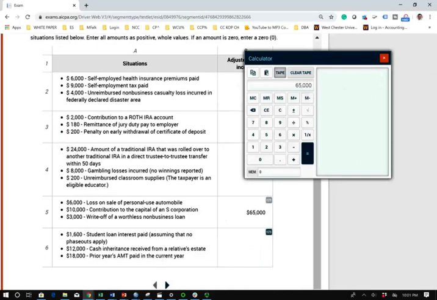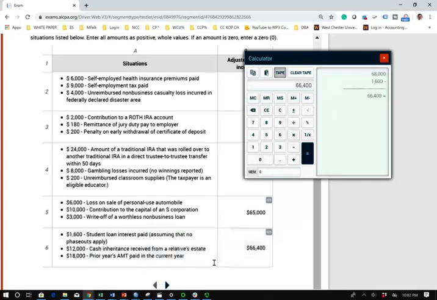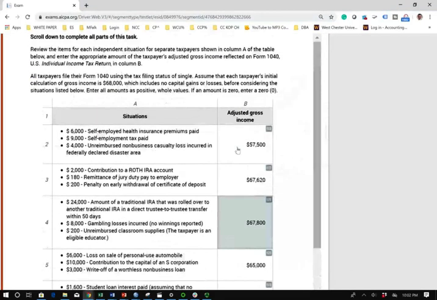Let's look at scenario six. Clear the tape before you start again. So we're starting with 68,000. 1,600 student loan interest paid, assuming no phase-out applies. If no phase-out applies, we can deduct up to 2,500. Therefore, 1,600 is deductible. We received $12,000 cash inheritance from a relative's estate. Well, an inheritance is tax-free for us. 18,000 prior year AMT paid in the current year. You paid the AMT from last year, and that has nothing to do with adjusted gross income. Therefore, the answer is 66,400.